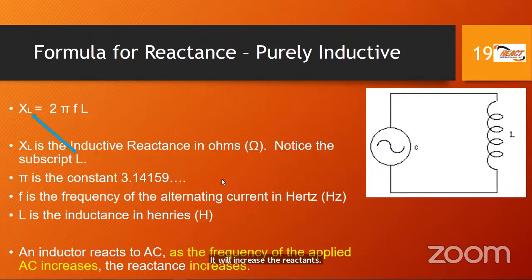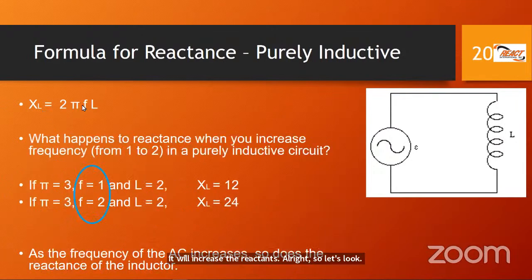All right, so let's look. This is the formula, and we're going to substitute. Well, 2 is a constant. Pi, well, we know what pi is, 3.142 approximately. And we are going to go from frequency 1 to frequency equal to 2. So we're going to have 2 calculations. In the first calculation, we say pi is equal to 3, frequency is equal to 1, and L is equal to 2. We're just using pi is equal to 3 to make it easy to calculate, right? So if we were to multiply that, we will get 12.